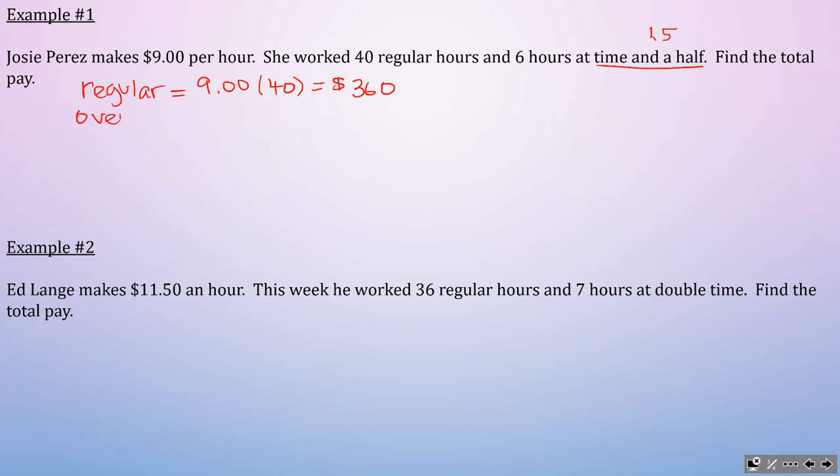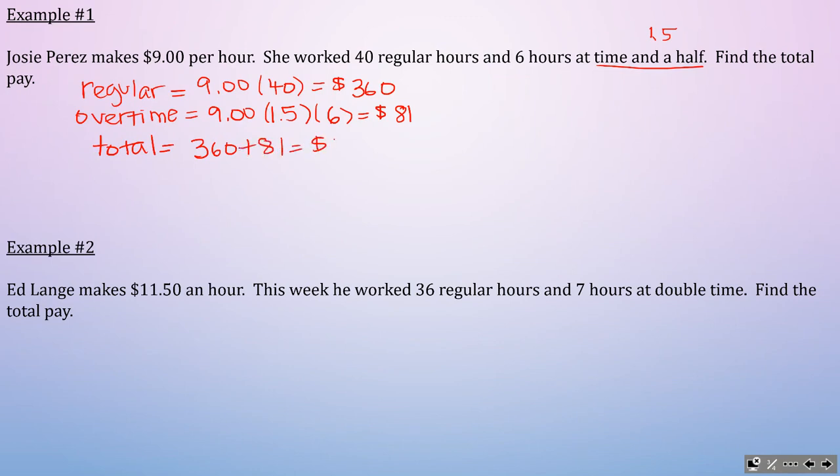Now I'm going to calculate her overtime pay. Her overtime pay is taking that hourly rate, $9, and putting what her overtime rate is, 1.5, and then multiplying it by how many hours she worked, 6. So 9 times 1.5 times 6 is $81. Now to find her total pay, we just take those two numbers, 360 and 81, and add them together. We get a grand total of $441. That's how much you would expect on her paycheck. All right, let's try a second example.